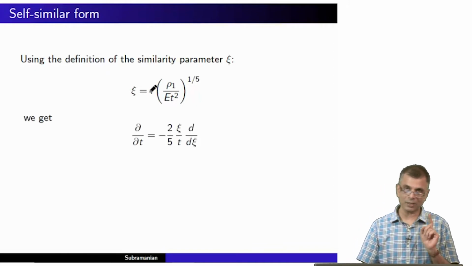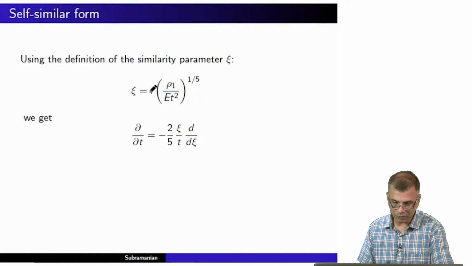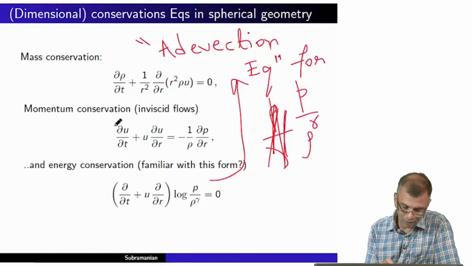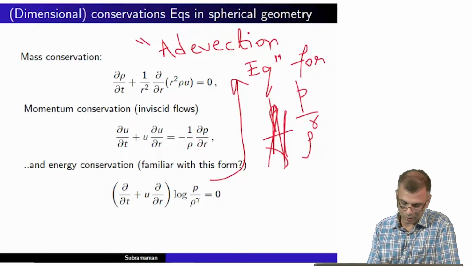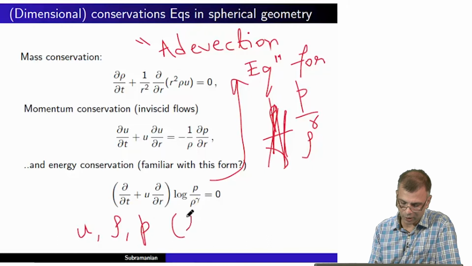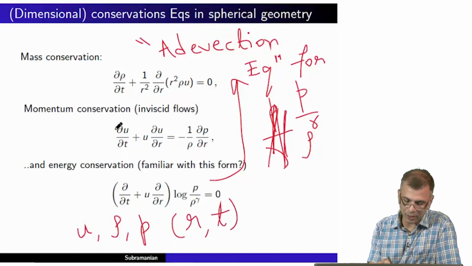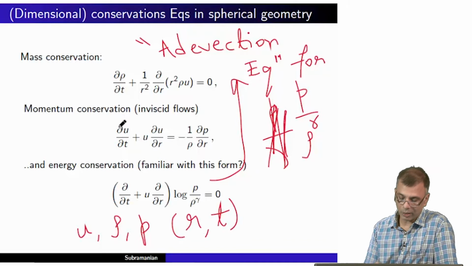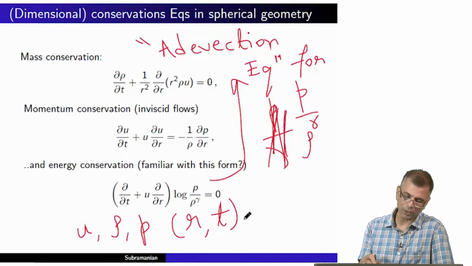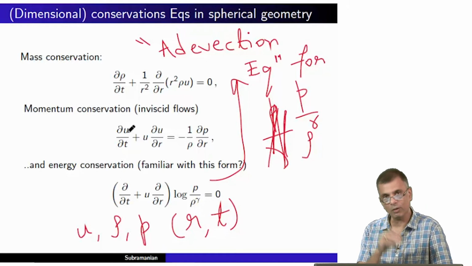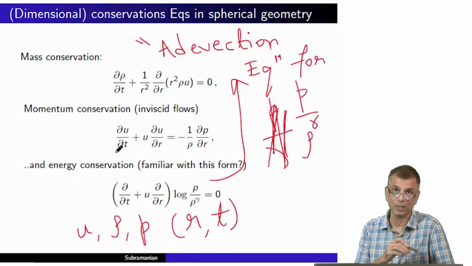We get, and this is very important, all of this, you see here, there's a partial u partial t and there's a partial u partial r. So in other words, u, rho, P, all of these are functions of R and T, hence the partial derivatives. When you differentiate with respect to R, you hold T constant. When you're differentiating with respect to T, for instance, here, you hold R constant. That's why you have these partial derivatives.